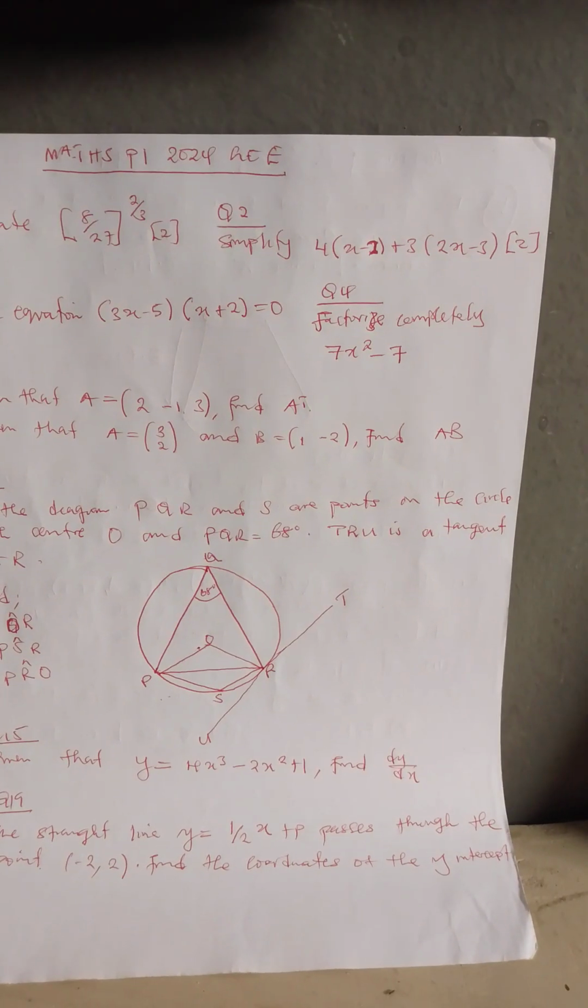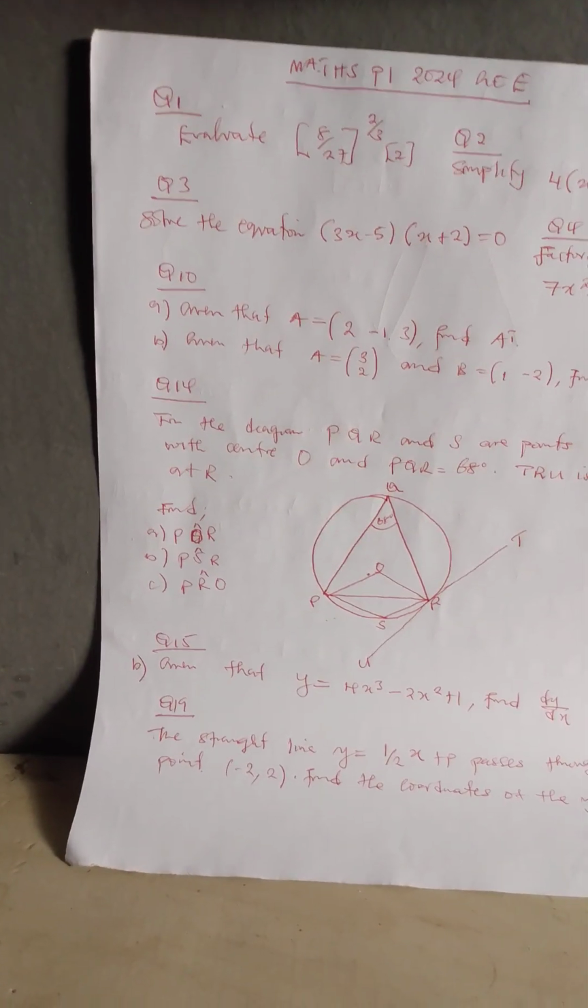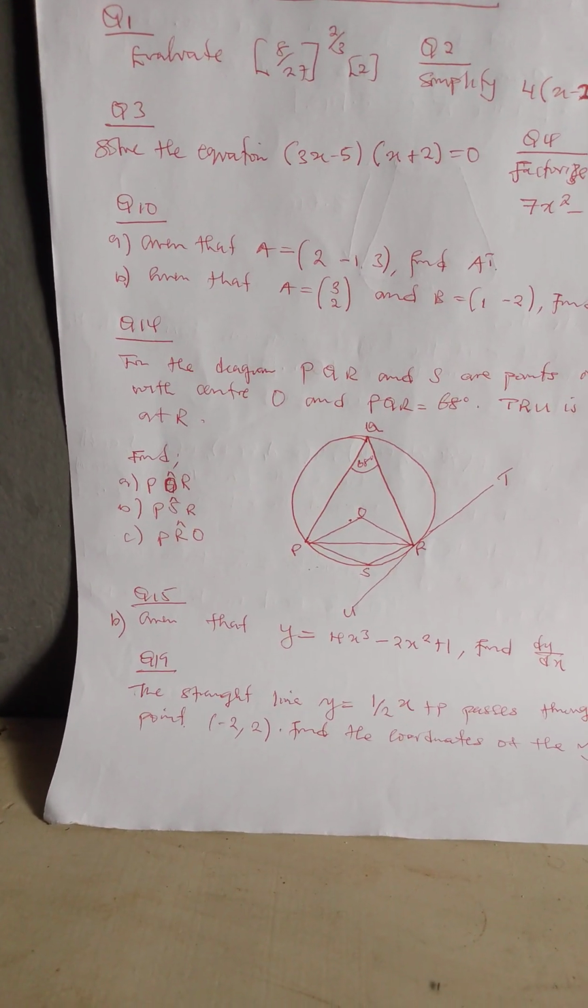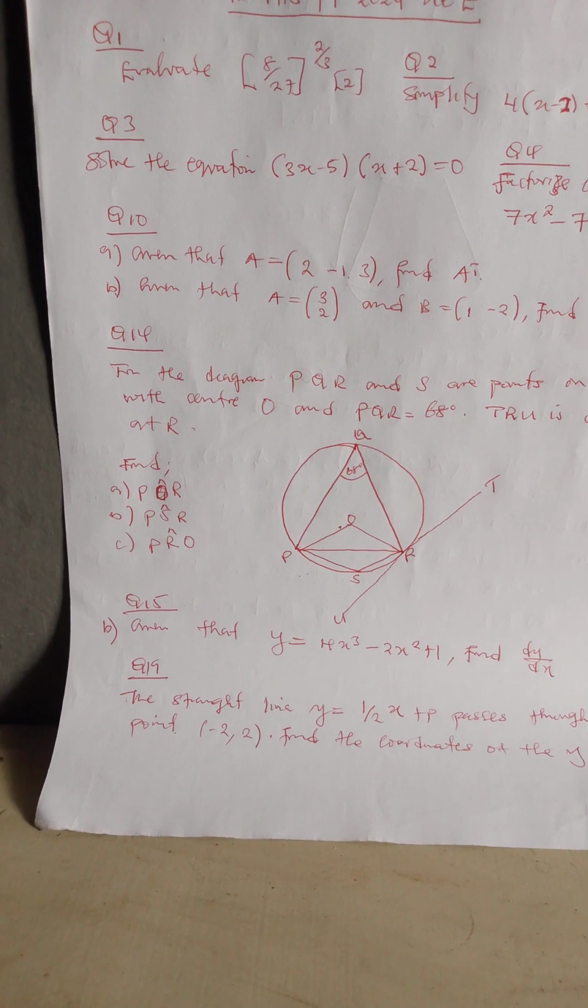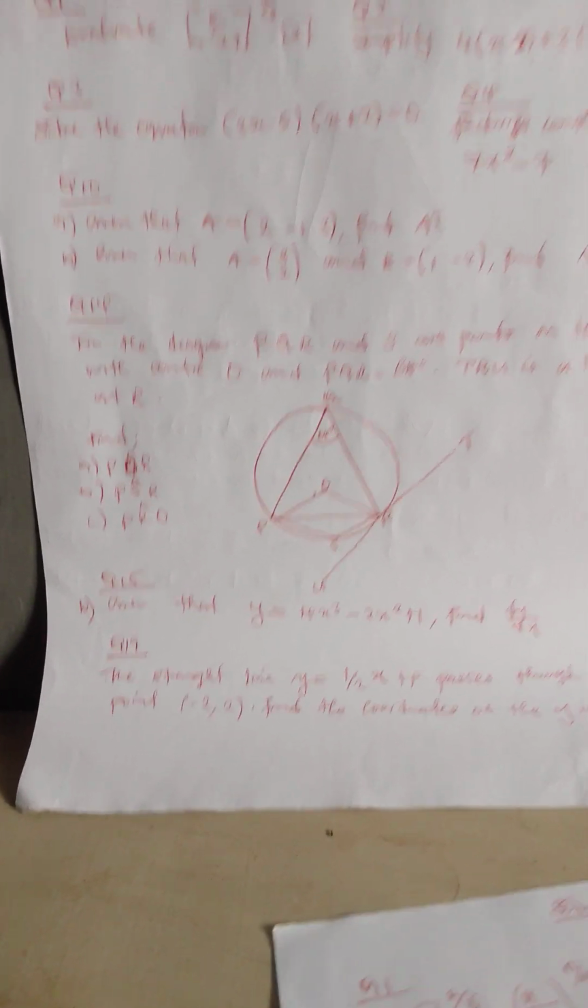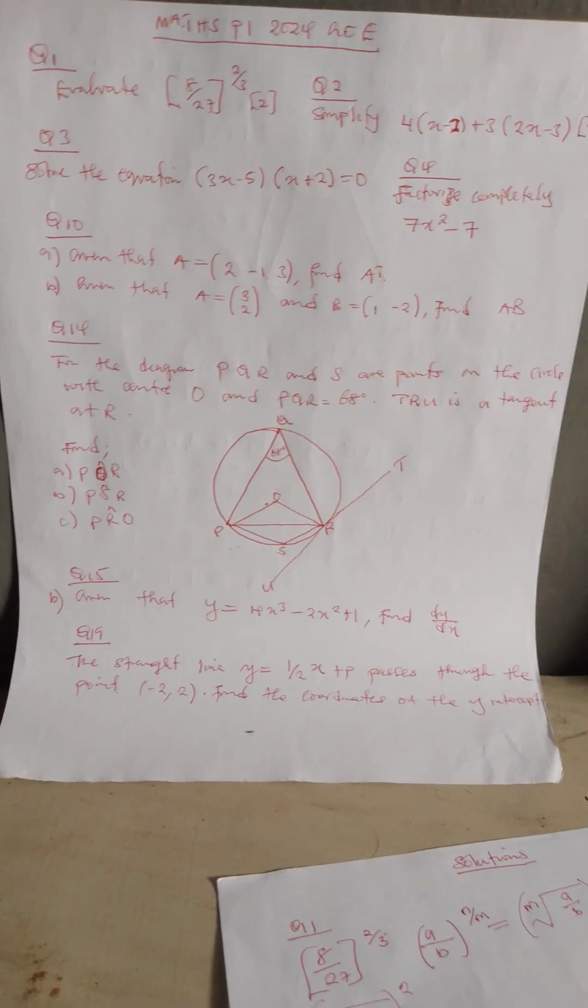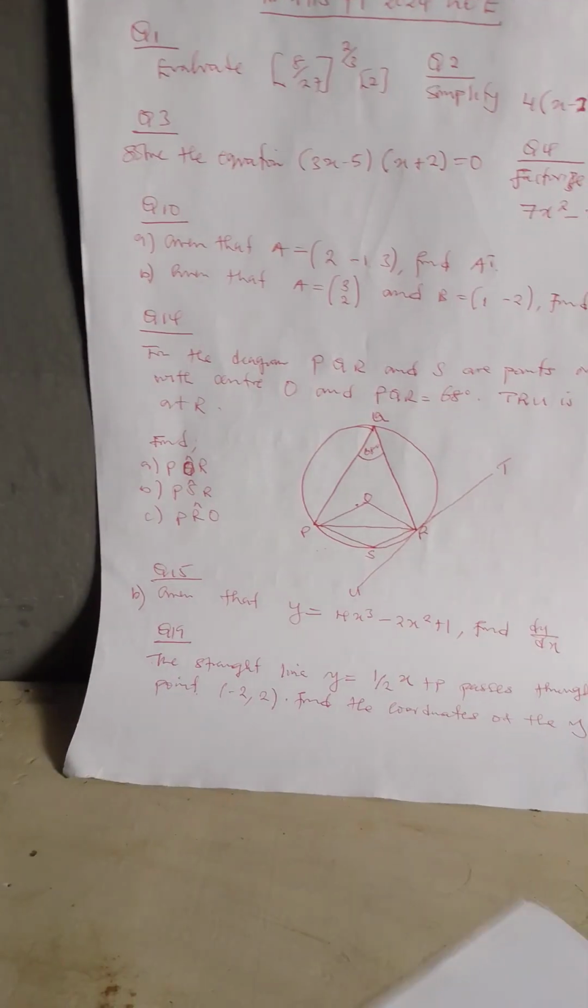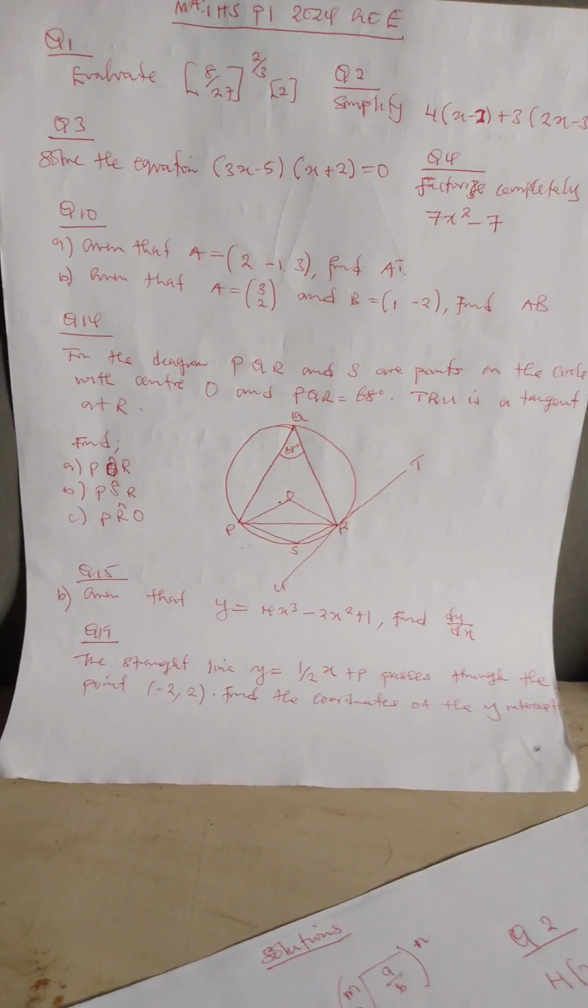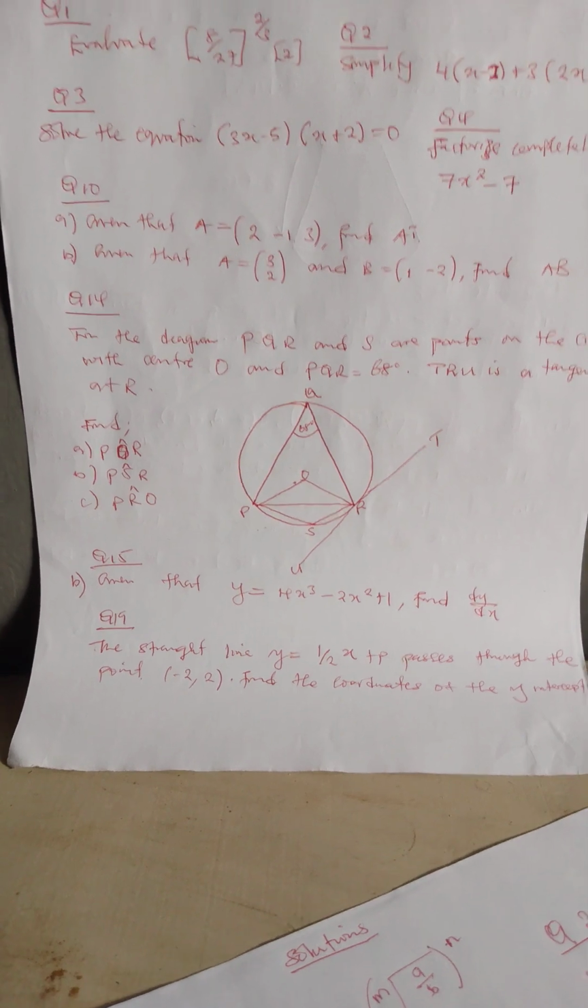Okay. Question 5. Okay. That is question 10. Okay, that is question 10. Yeah, the questions are jumbled. Okay, so that is the question 10.